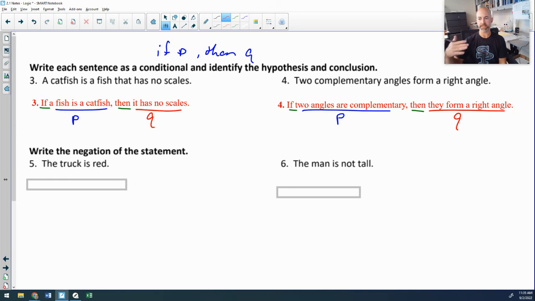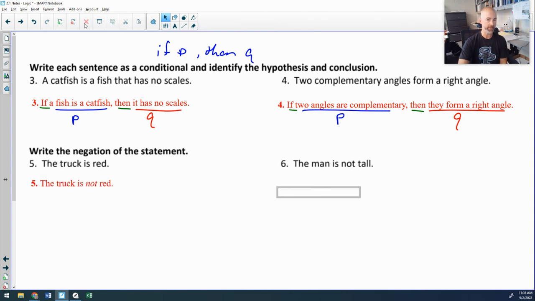So negation, remember, that's changing whether something is or is not true, or something does or does not happen. So here, the statement, the truck is red. The negation of that is the truck is not red. And the negation of the man is not tall would be the fact that the man is indeed tall. So there you go. Those are, I don't think, too bad by comparison to some of these other things.